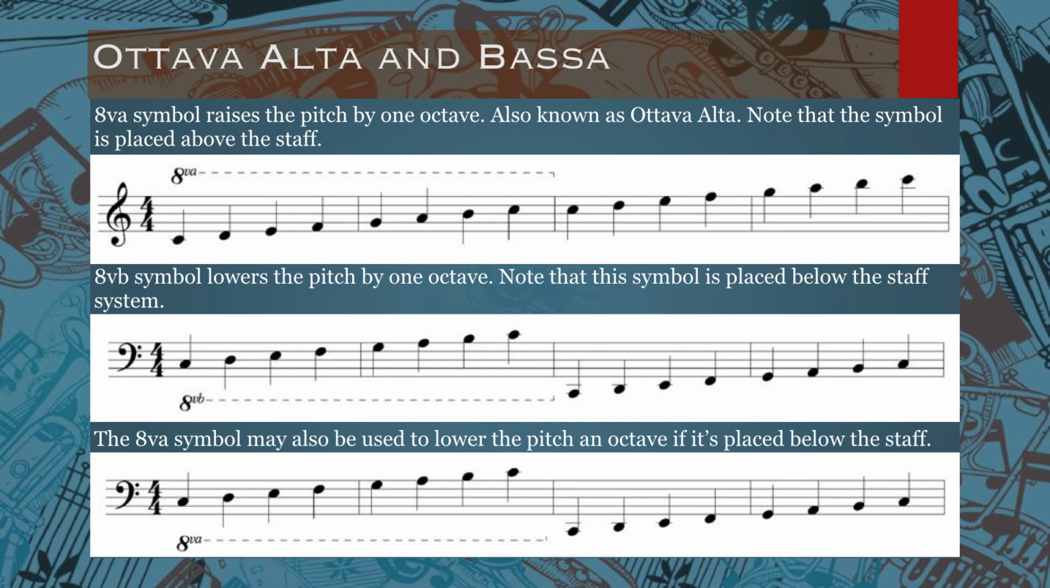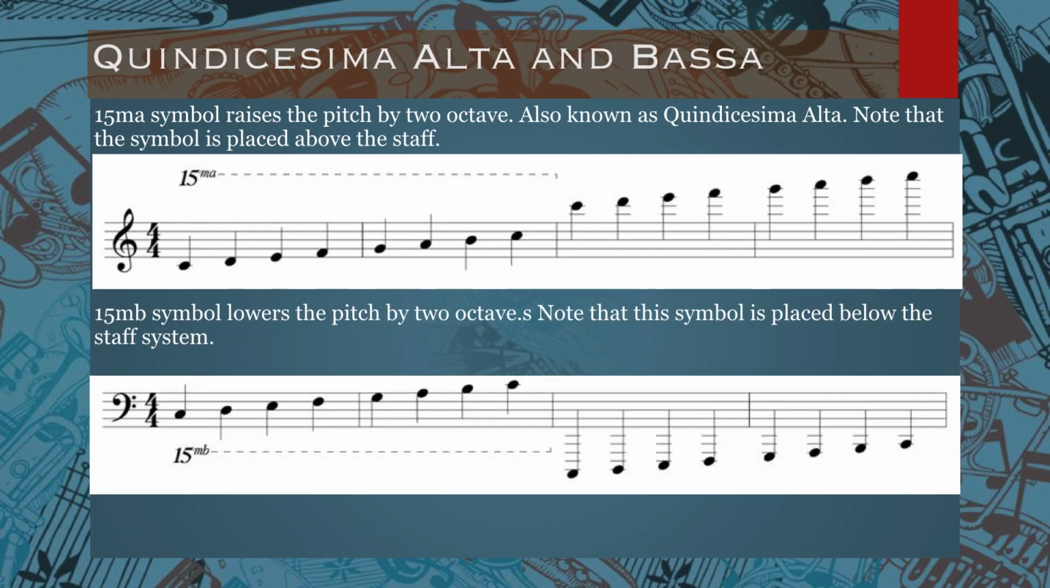But in general, while putting it below the staff is okay and technically correct, it's something that's generally avoided. So 15MA is what the quindicesima symbol looks like. It raises the pitch by 2 octaves. It's also known as quindicesima alta. Note that the symbol is placed above the staff.